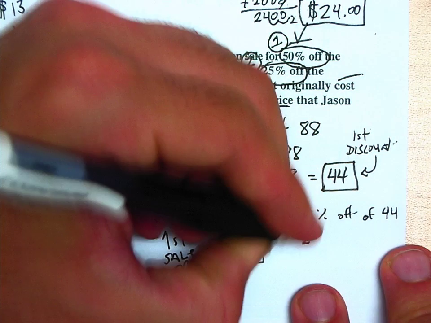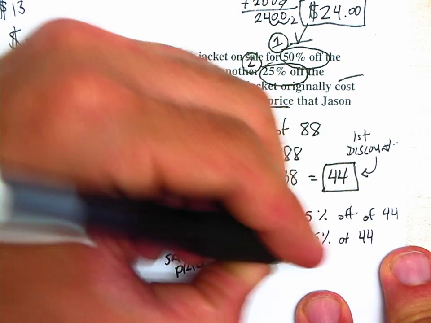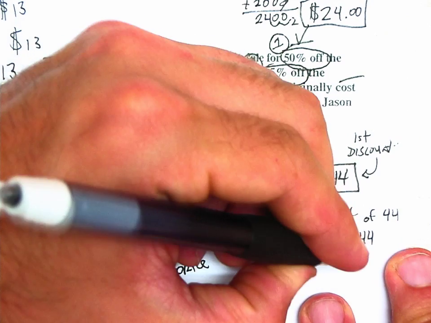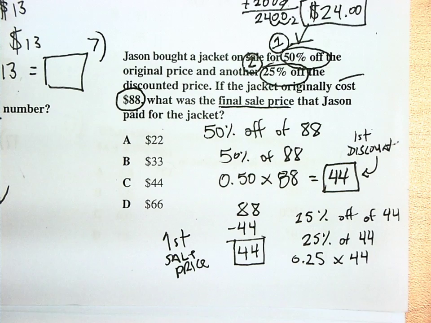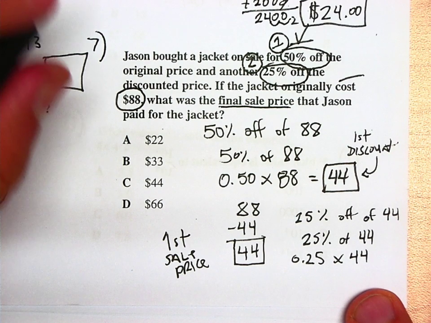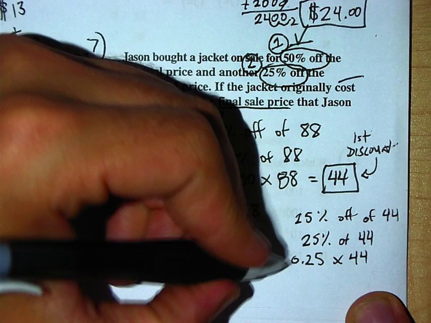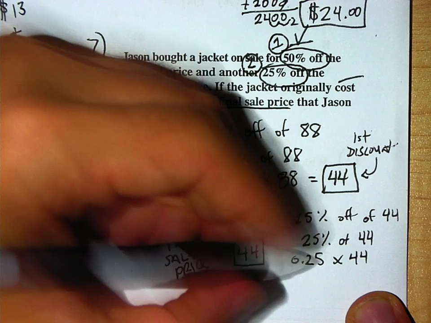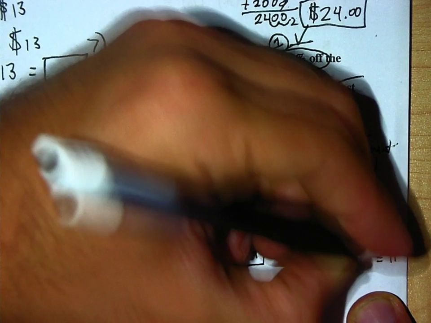So to do that, first I need to figure out what is 25% of 44. I'll turn 25% to a decimal, and that's 25 hundredths times 44. And if I multiply those together, or if I do that mentally, knowing that 25 hundredths is the same as 1/4, I know that 1/4 of 44 would really be 11.